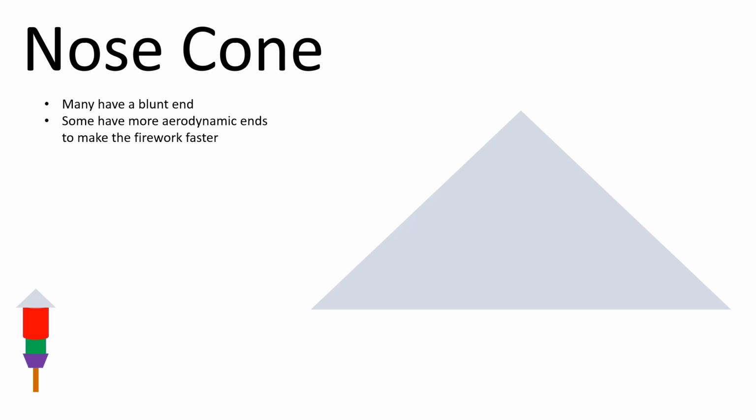Many of these fireworks have blunt ends. I chose a pointy end because I thought it looked better. But the pointier ends are more aerodynamic to make the firework go a lot faster up, because you see, with less air resistance, the firework's gonna go higher up.